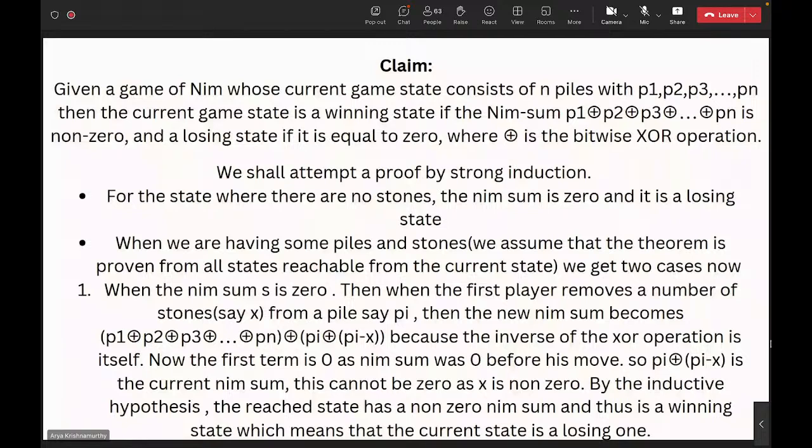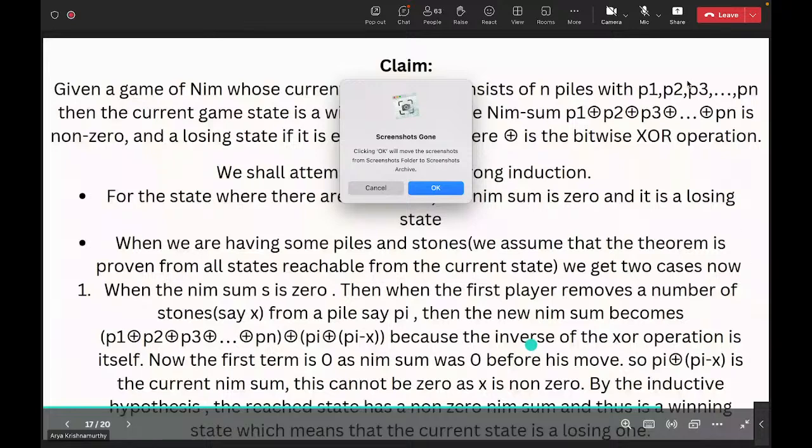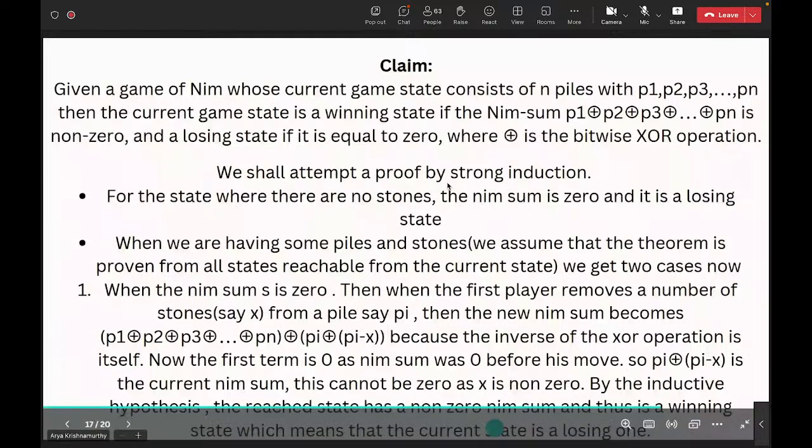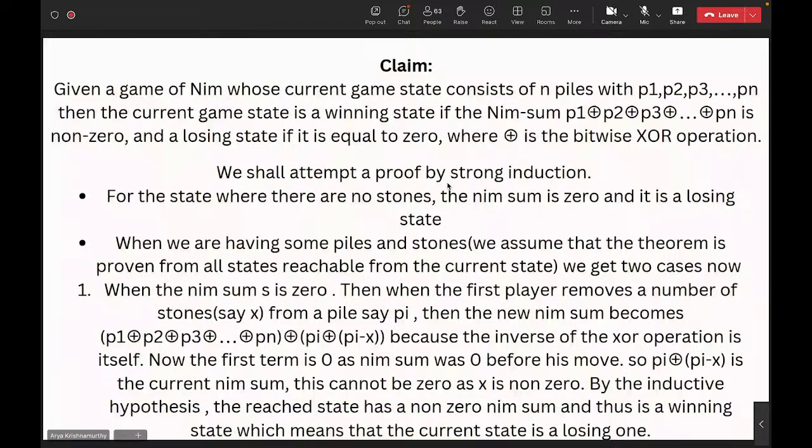This cannot be 0 as X is non-zero, right? If I wanted Pi XOR Pi minus X to be 0, I should have Pi minus X equal to Pi, otherwise it cannot be 0. So since X is non-zero, the NIM sum right now cannot be 0. So the reached state has non-zero NIM sum and thus is a winning state, which means that the current state is a losing one. So whatever move this person makes, he is bound to lose, right?